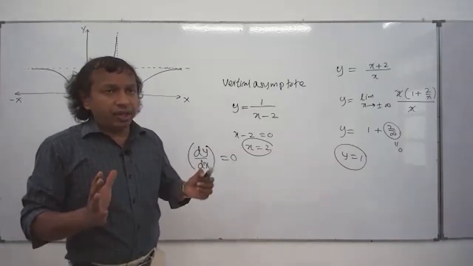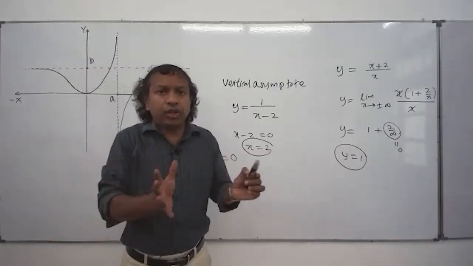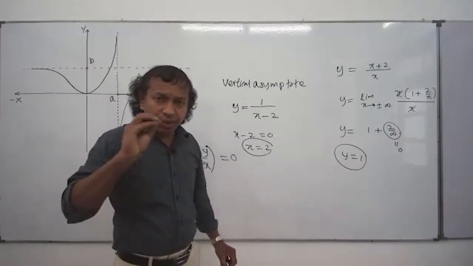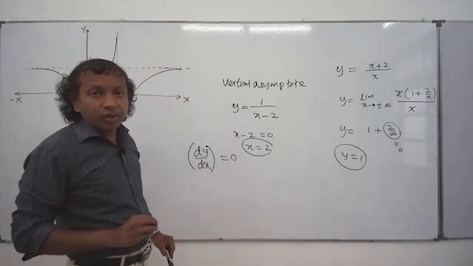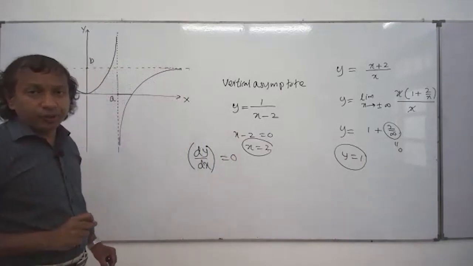Differentiate the function, take dy by dx, equate that expression to 0 and find x values. Those x values are the x coordinates of the stationary points. That also we have to consider.